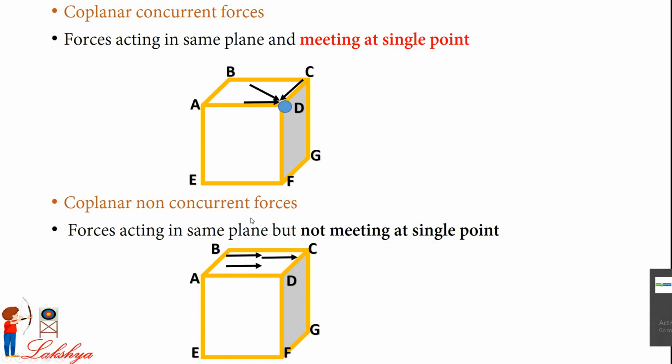Now, consider this figure. Now, all forces are in the same plane, and that is A, B, C, D. But they are not meeting at single point. So, they are coplanar, but they are non-concurrent, right? So they are coplanar non-concurrent forces.